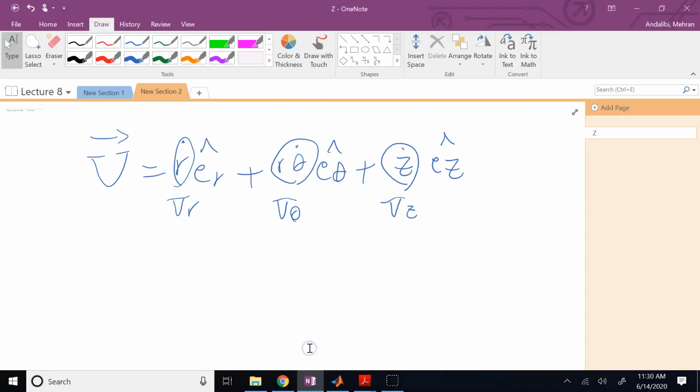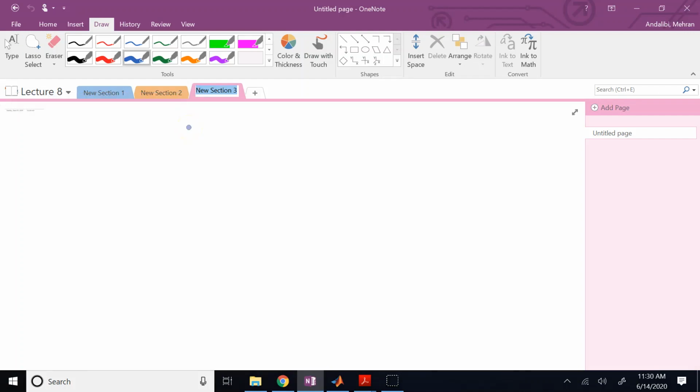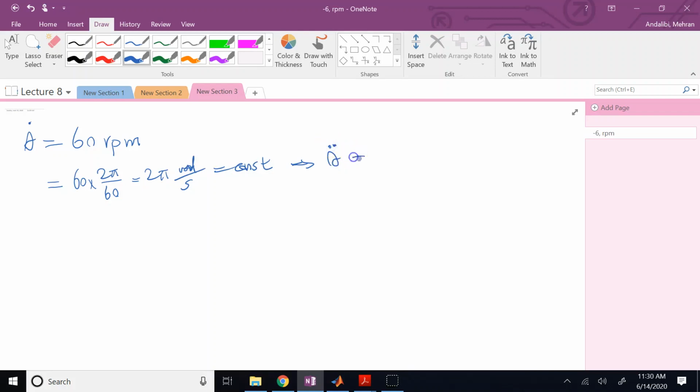So here we are going to, again, write what we know and what we don't, draw the FBD, show the coordinate system, apply our equations, and if we have enough equations, we solve for the unknowns. So here it says theta dot is equal to 60 rpm, and it is constant. First of all, we convert rpm into standard units, so we multiply it by 2 pi over 60, so it is going to be 2 pi radians per second, and it is constant, which means theta double dot is equal to 0. So there is no theta double dot, and theta dot is 2 pi.